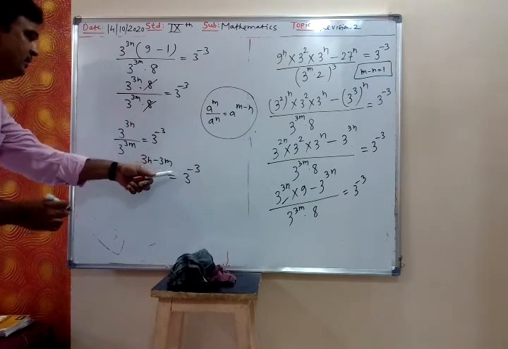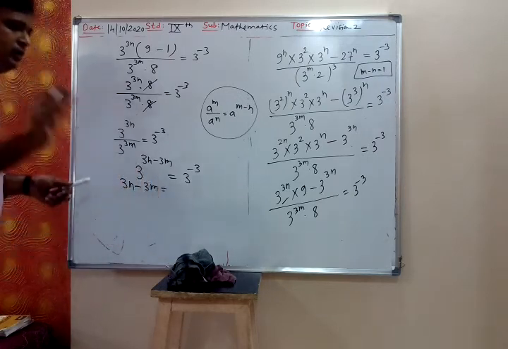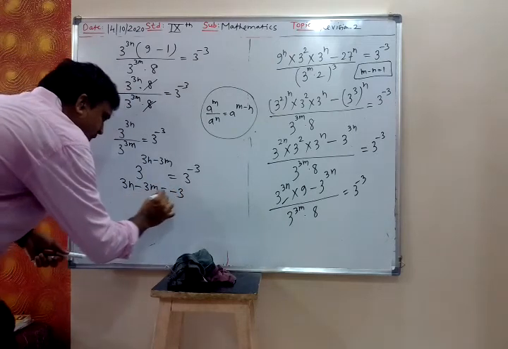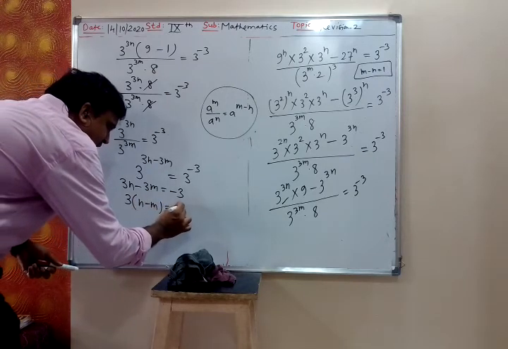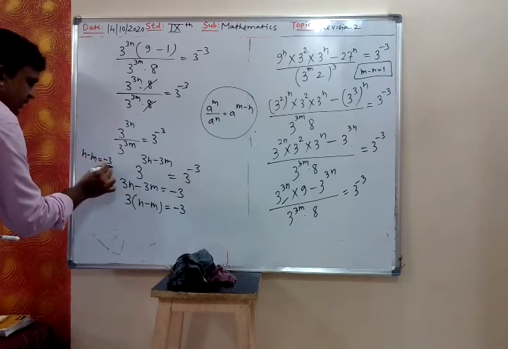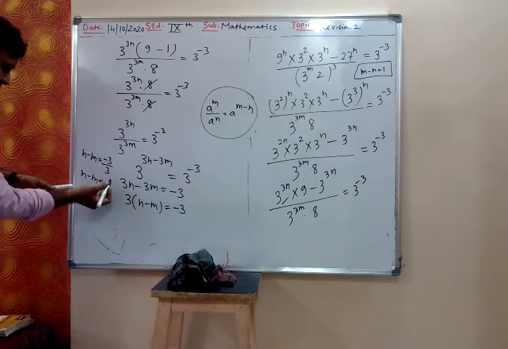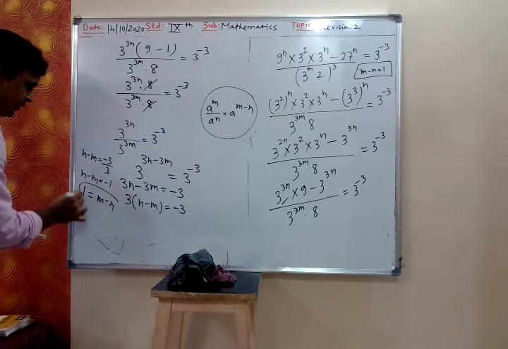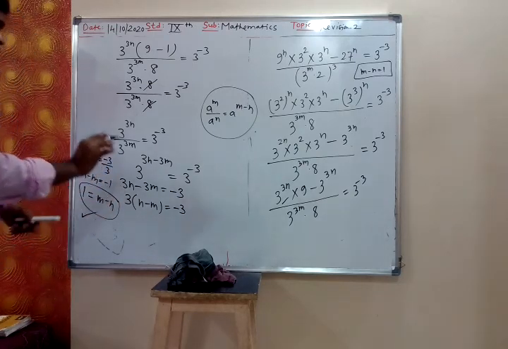Now we compare the power. Here the base is the same, so we can compare the powers. So 3n minus 3m is minus 3. You can take 3 common, then n minus m is equal to minus 3 upon 3. N minus m is equal to minus 1. You can take 1 on this side and this on the other side. So 1 is equal to m minus n.